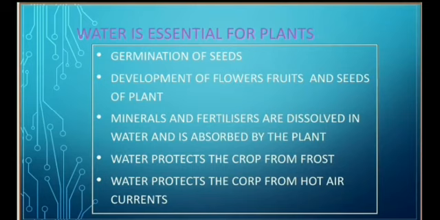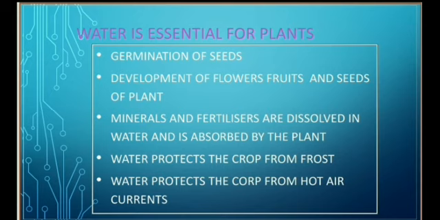Water protects the crop from hot air currents. As we all know, the transpiration process occurs in the plant. So this cools the plant surface in hot summer. See, to maintain the moisture of the soil for the healthy growth of the field, we have to water regularly to the field. The supply of water to crops at different intervals is called irrigation.